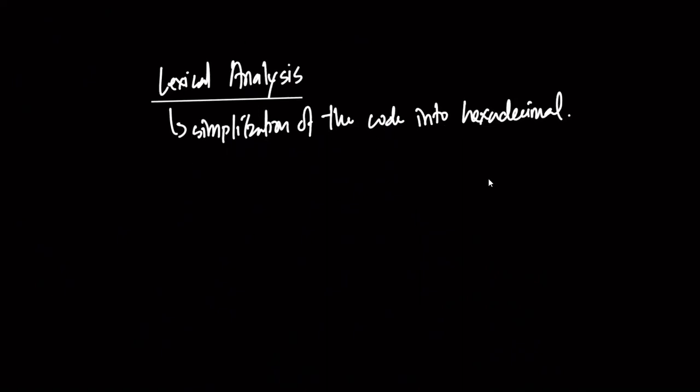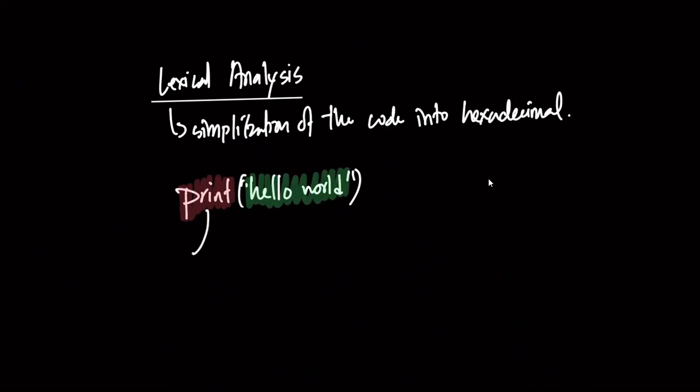Let's say you've got a code print hello world in Python. We can say that print right over here is a keyword of the program. Print is kind of like a function, built into the program, and hello world is the task of the function, the input of the function.